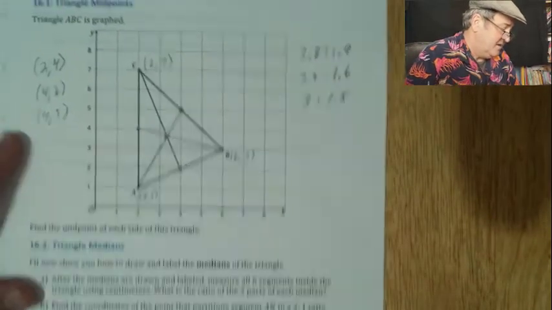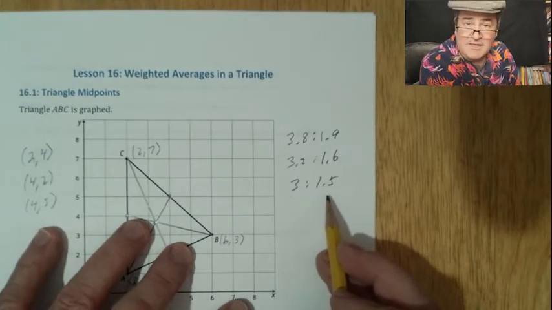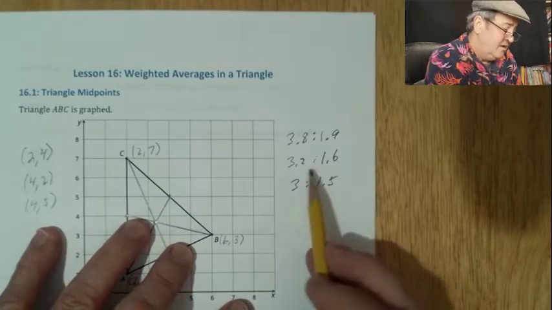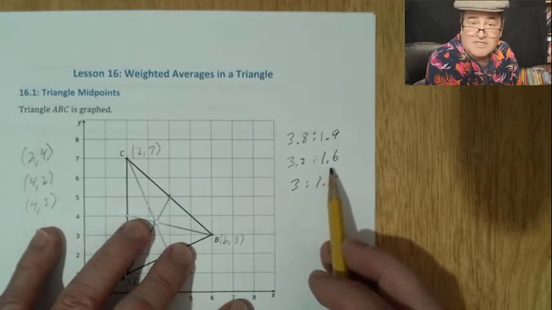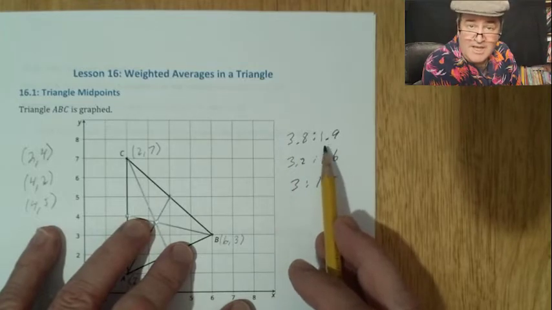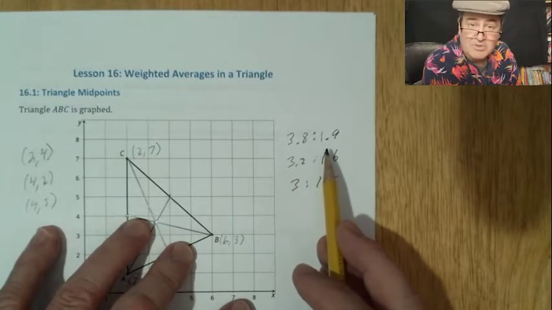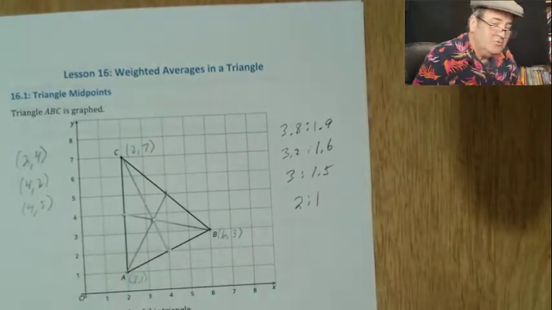median. All right, now what do we notice about that? 3 is twice the length of 1.5. 3.2 is twice the length of 1.6. It's 1.6 plus 1.6. 3.8 is 1.9 times 2, or 1.9 plus 1.9. So all of these are at a 2-to-1 ratio.